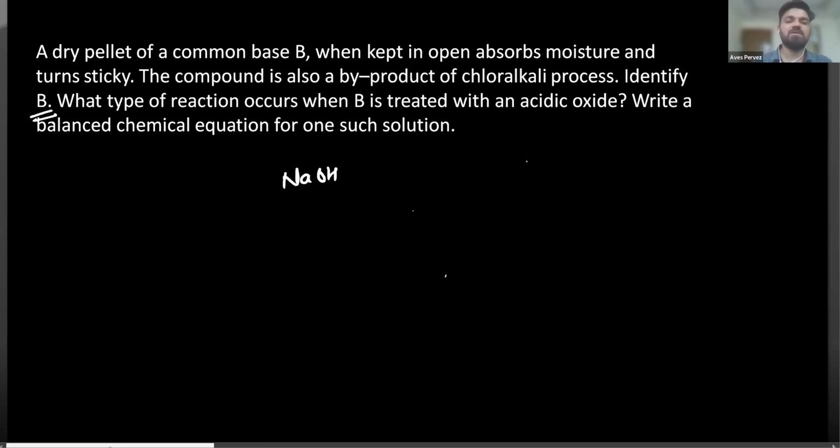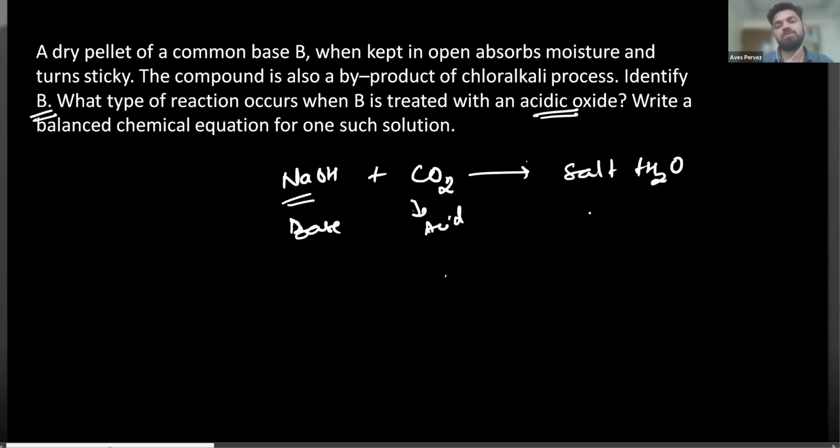Identify B. What is B? So B is NaOH. What type of reaction occurs when B is treated with acidic oxide? Non-metal oxides are acidic in nature. So when you treat the base with an acidic oxide, it will give you salt and water, sodium carbonate and water. You can write the balanced chemical equation. So that's all for today. We'll meet you in the next class, okay?